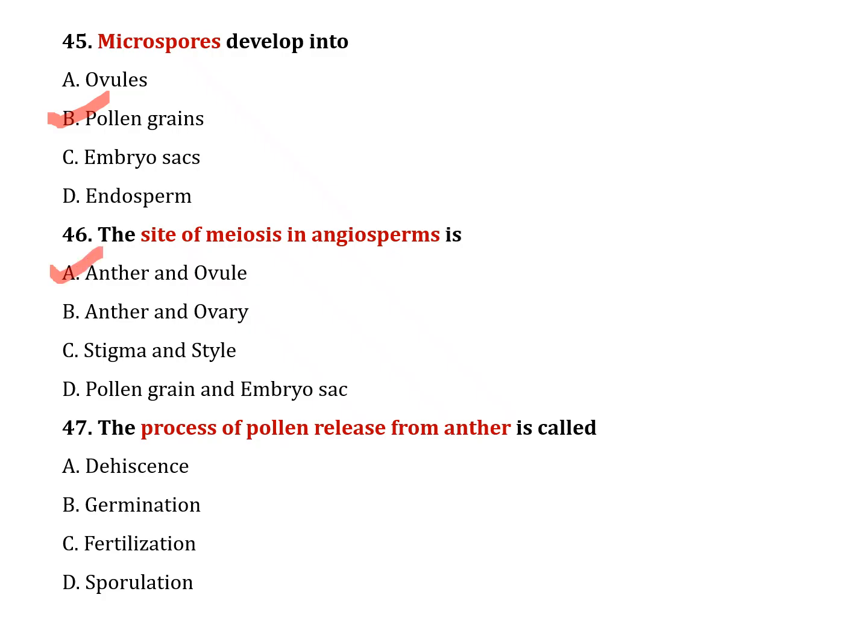The next question, number 47. The process of pollen release from anther is called: option A, dehiscence; option B, germination; option C, fertilization; option D, sporulation. Correct answer is option A, dehiscence.